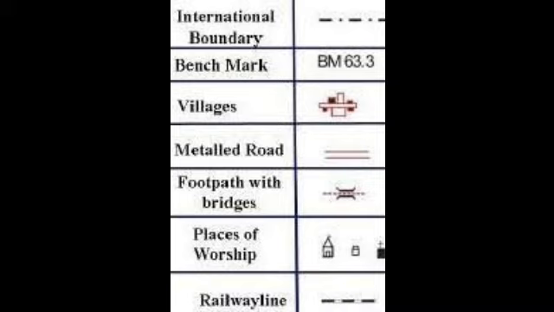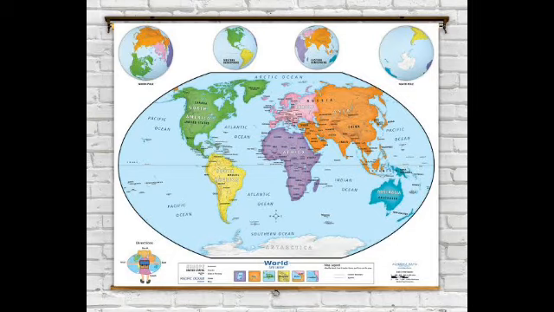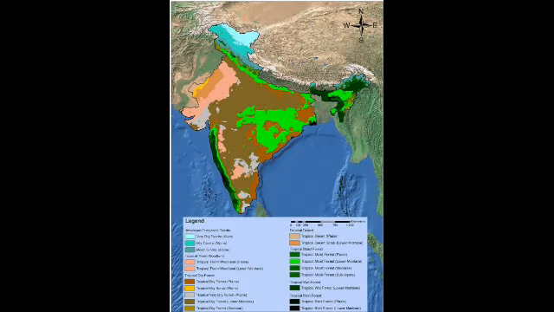Let us try to draw some conventional symbols. Before that, I would like to know why they are called conventional symbols. They are called so because there is an agreement among many countries of the world about the common use of these signs and symbols and colors. For example, blue is always used to show water bodies and green is used for plains, which you can see here on the map. Thus, these signs and symbols are called conventional signs and symbols.